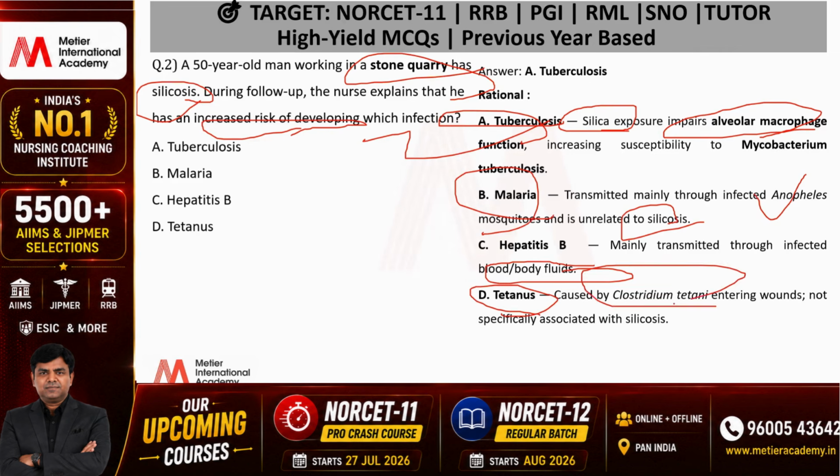Tetanus, it is caused because of Clostridium tetani, which enters the open wound, right? And it is also not related to silicosis. So here the right answer is what? Option A, that is TB, tuberculosis.